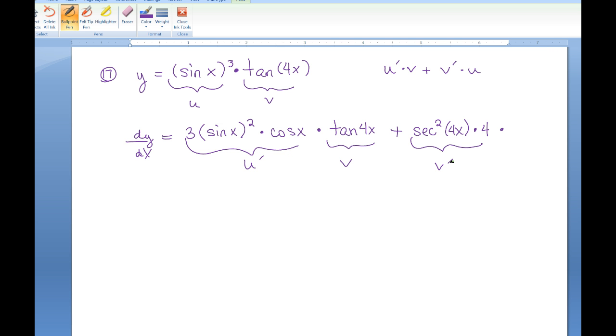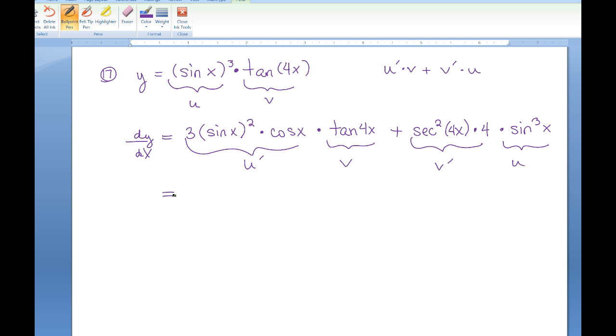Now, u is going to be sine to the 3rd x. Sine to the third x or sine cubed x, same thing. So there's my u. Of course, you know that you can have something switched around. It's okay. Now, there's not much that we can really do to simplify this. So this is it. So what can we do?